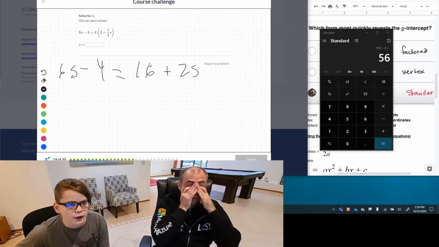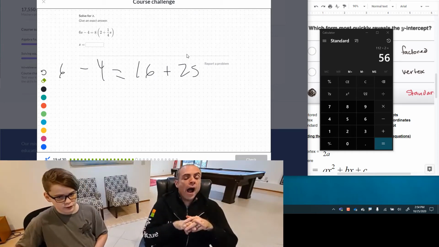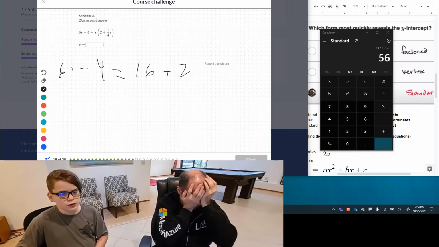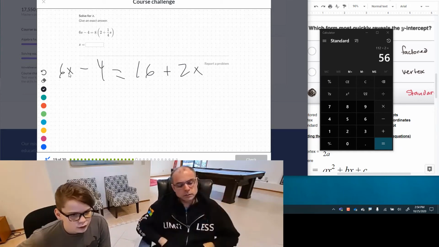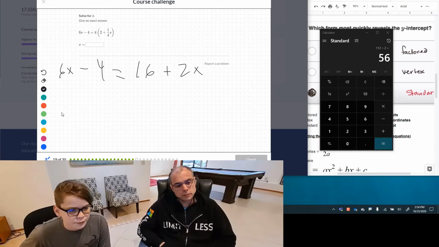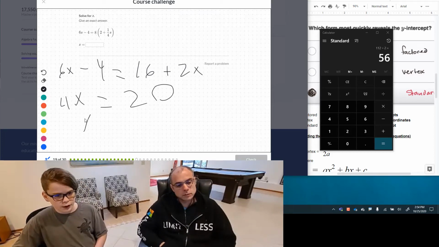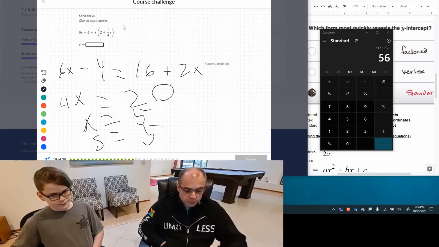Can I make it a different letter for a bit, because I don't like it. Okay. So I'm gonna make it X. Then just add 4, so that's 20, and I'm also gonna minus 2x each side. So then 4x equals 20. Divide that by 4. X equals 5. So then S equals 5.